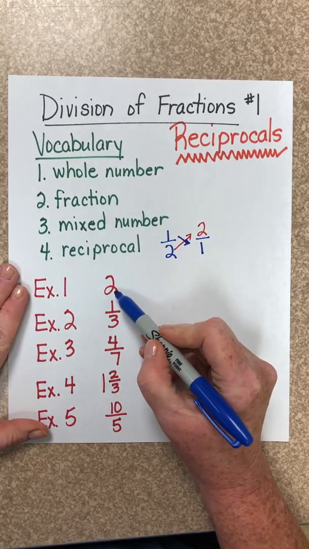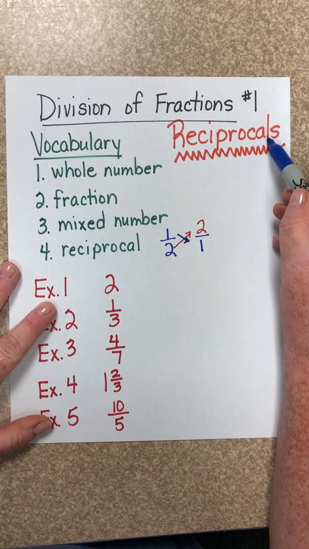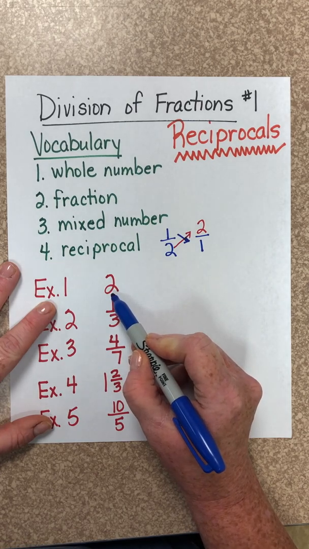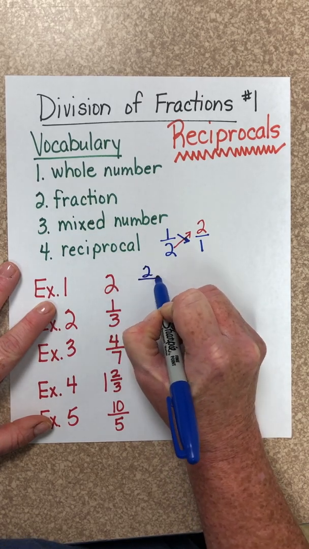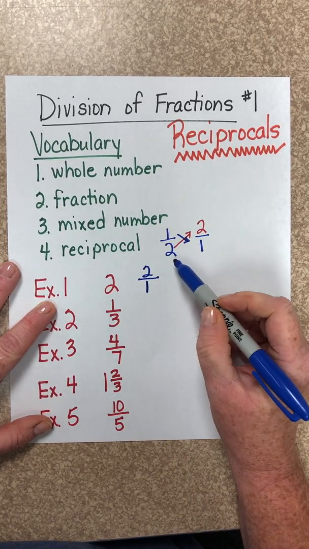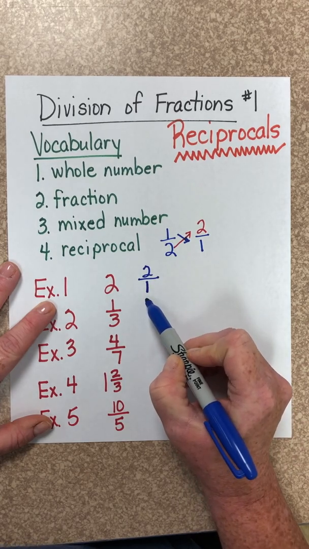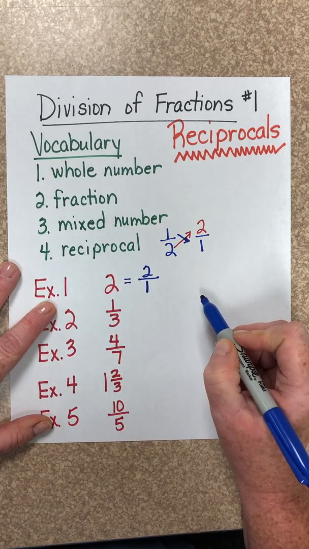We have 2. 2 is a whole number. Before we can give the reciprocal's answer, we have to turn this whole number into a fraction. Well, how do we do that? If 2 is a whole number, to turn it into a fraction, all we do is put 1 under it, because 2 divided by 1 is 2. Now, 2/1 is not the reciprocal. These two are equivalent. They mean the same thing.